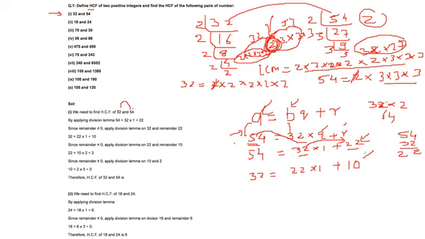Still the remainder is not 0. So now again we'll reapply the division lemma. A will be 22 and B will be 10.